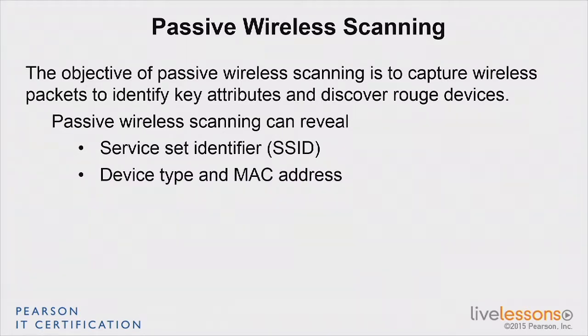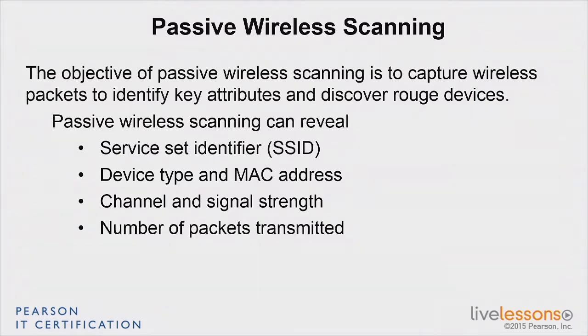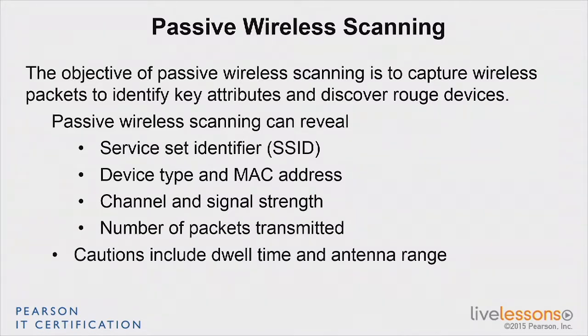Device types and MAC addresses of devices or access points that are on the network, the channel and the signal strength, and the number of packets transmitted. Our cautions here include dwell time and antenna range. So how long are we going to have to be on the wireless network in order to be able to get this information? And then we're going to be limited by the range of our antenna.